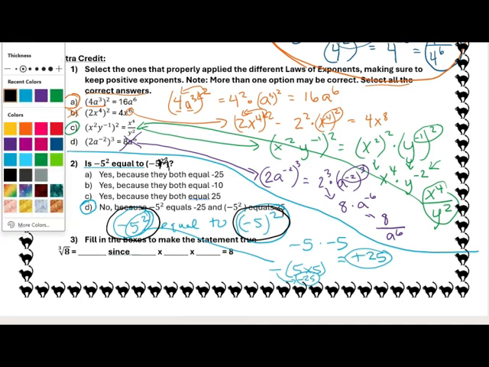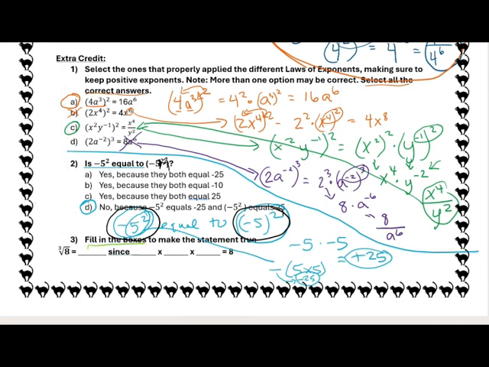All right, our last one. I'm going to make it green. Okay, fill in the boxes to make this statement true. So the cube root of 8 equals blank, since blank times blank times blank equals 8. So the answer should have been 2, since 2 times 2 times 2 equals 8. So that should have been the answer. Okay, we had questions like that.